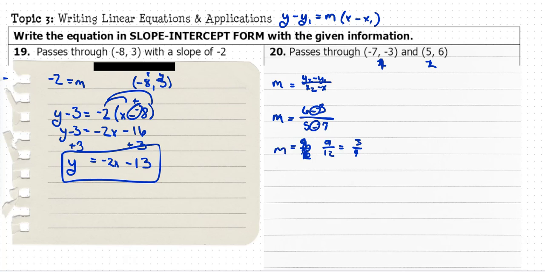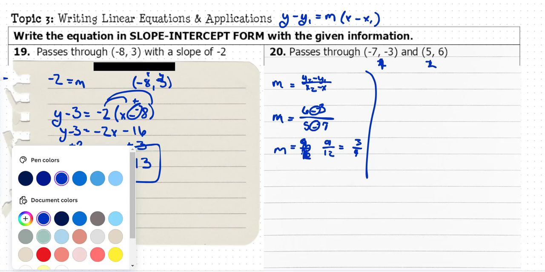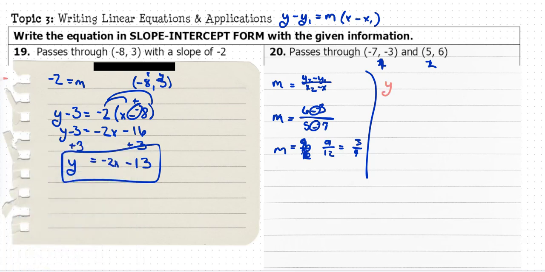And so we're now going to plug it into the formula. We have y minus y1, and it really doesn't matter which one you use. So I'm going to use the 6. y minus 6 equals our slope, 3/4, times x minus 5. So I need to distribute that 3/4 to both pieces. And so y minus 6 is equal to 3/4 x minus 15/4.